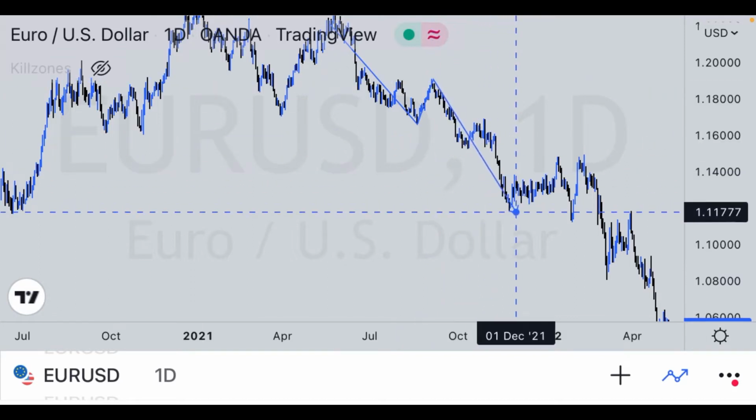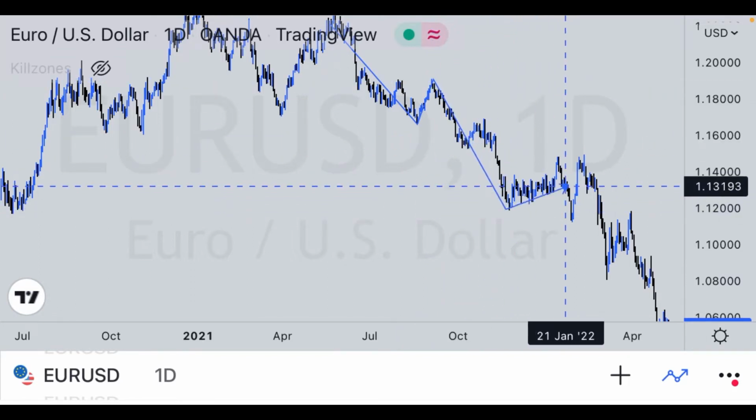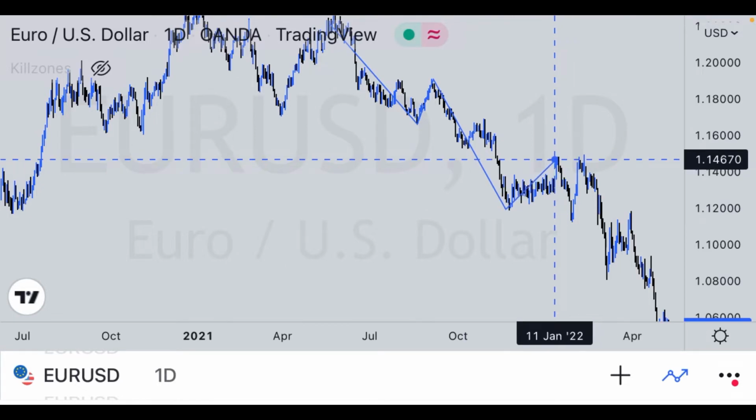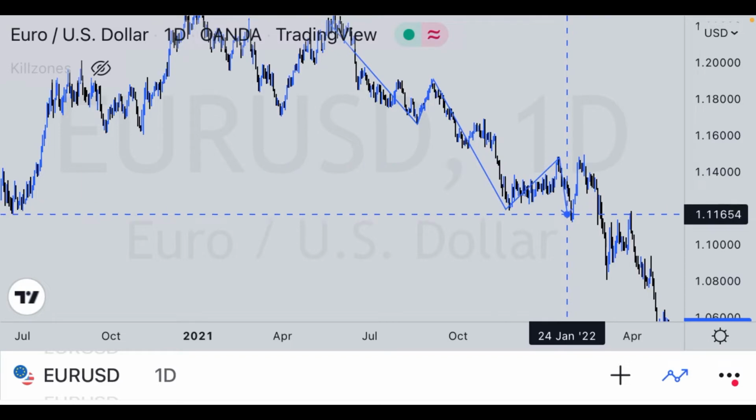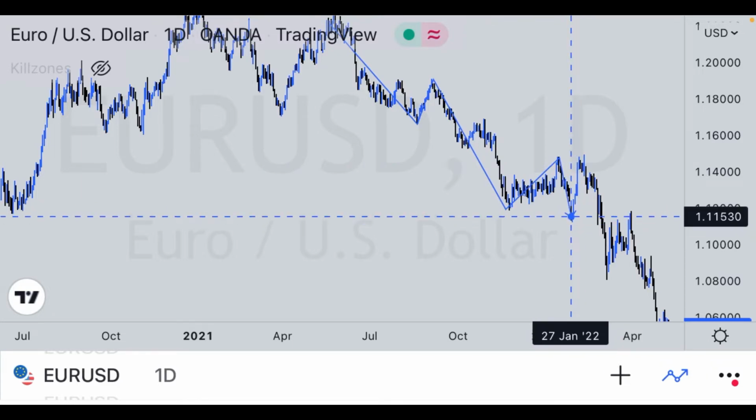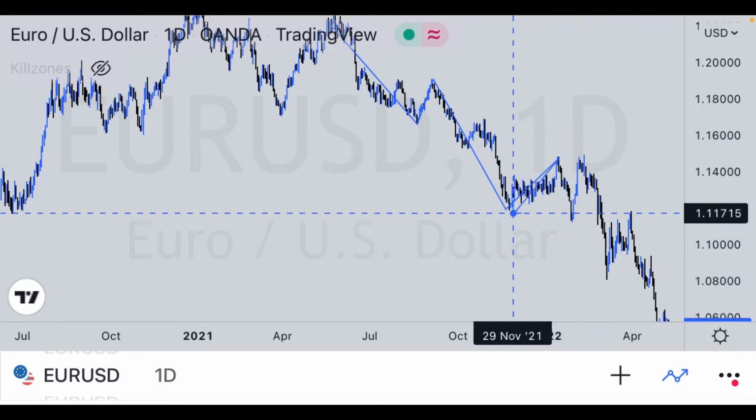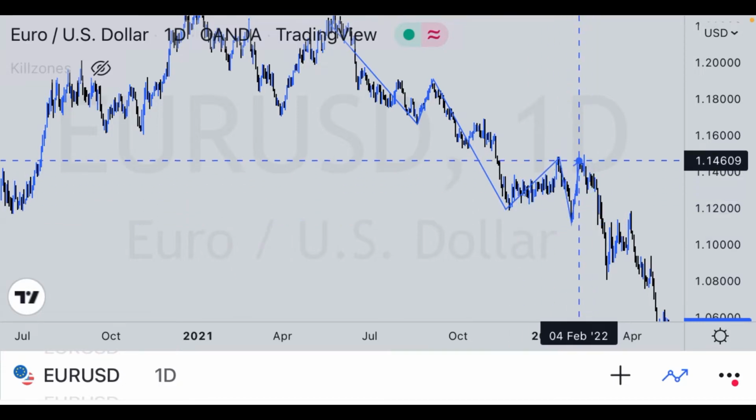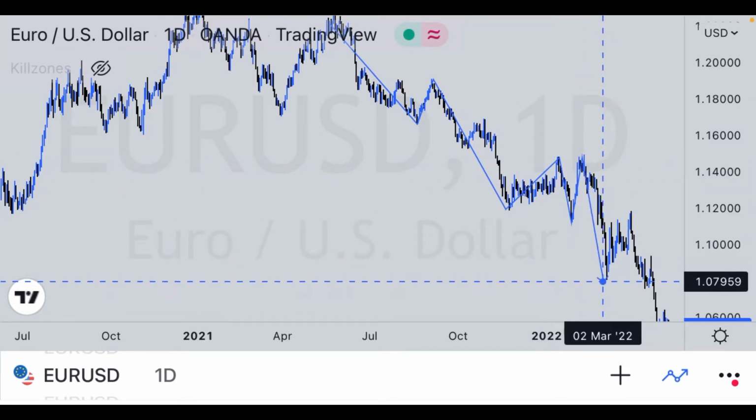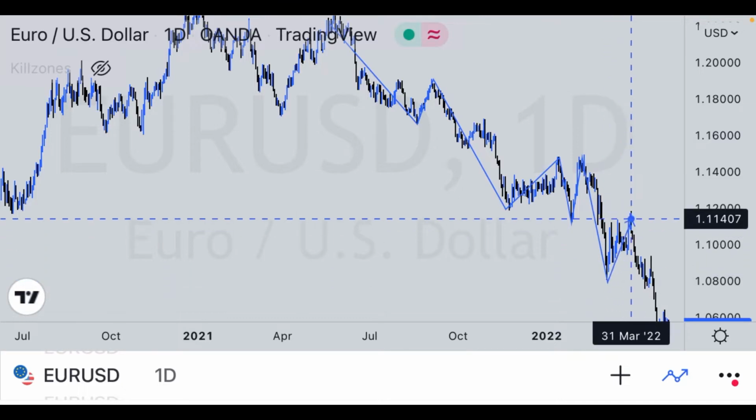Another lower low, and here is your lower high. I will tell you guys why I'm drawing this and the reason why I'm drawing it like this. And this is your previous low, the last low that broke, and this is your lower high. And here is another lower low, and here is your lower high.